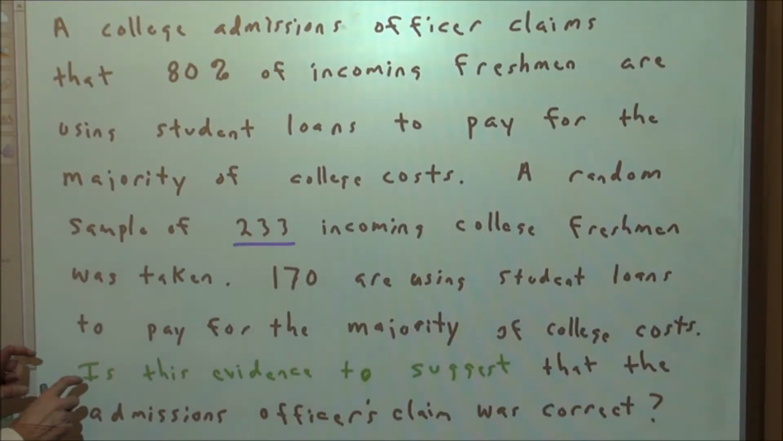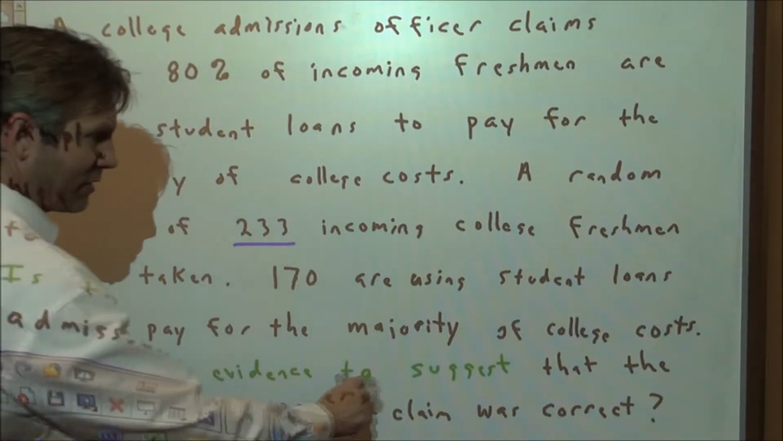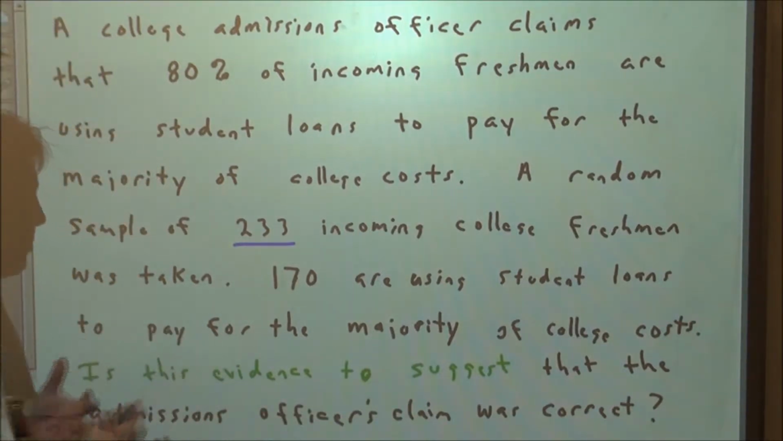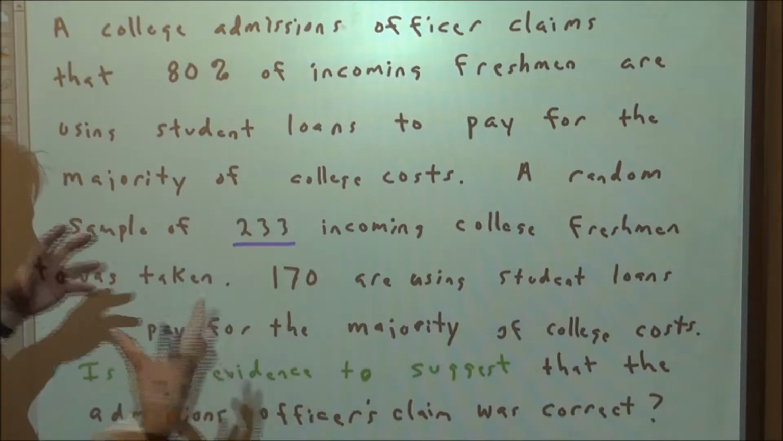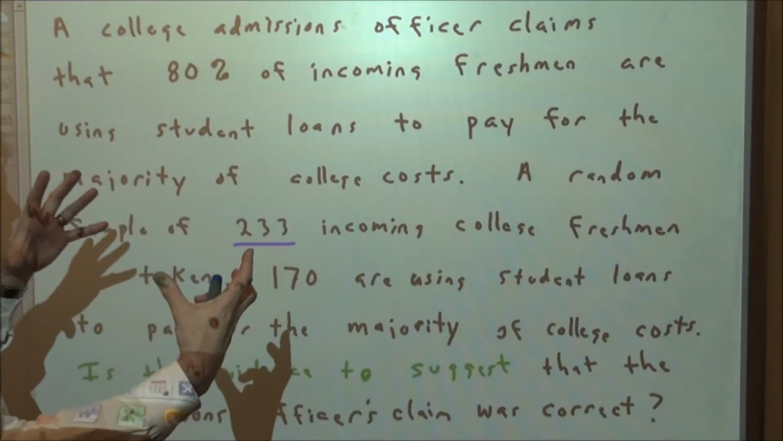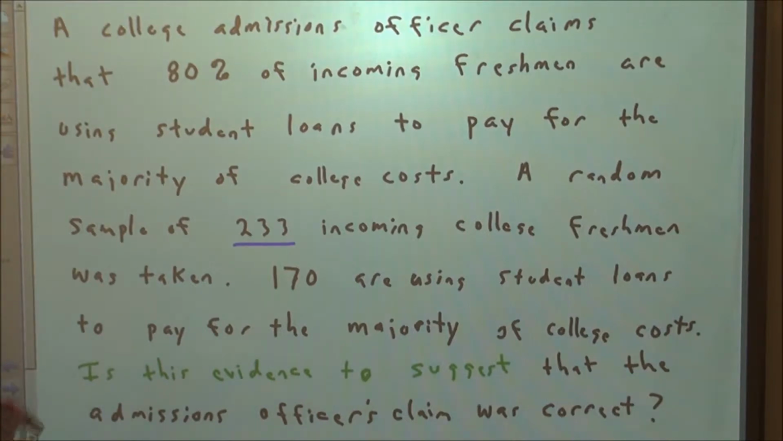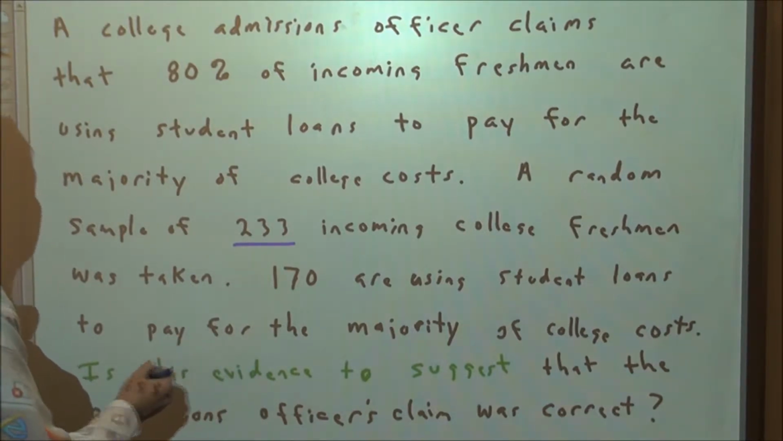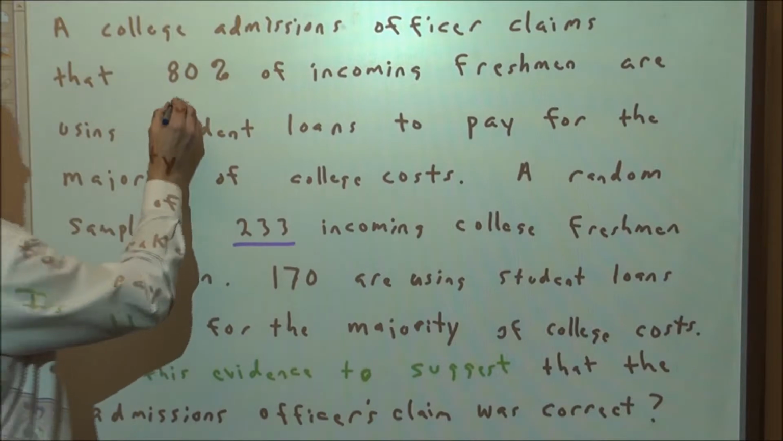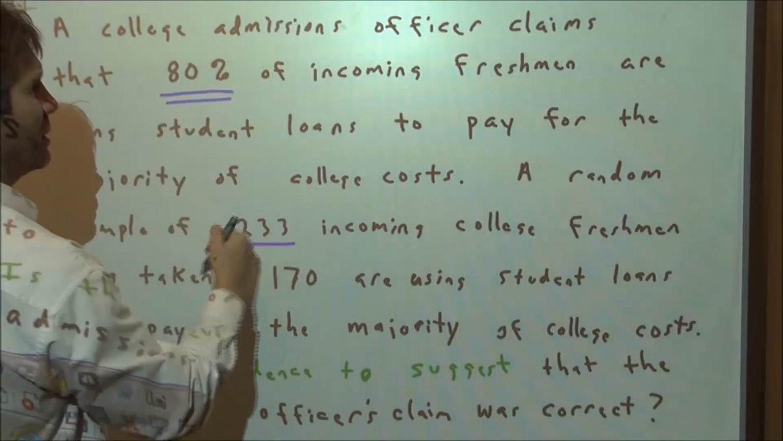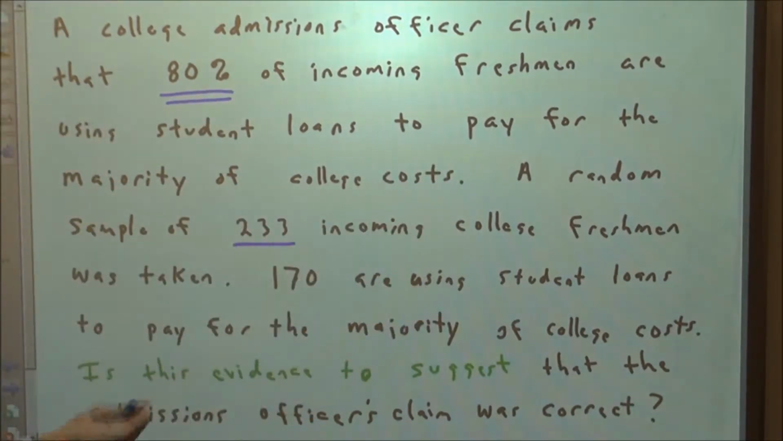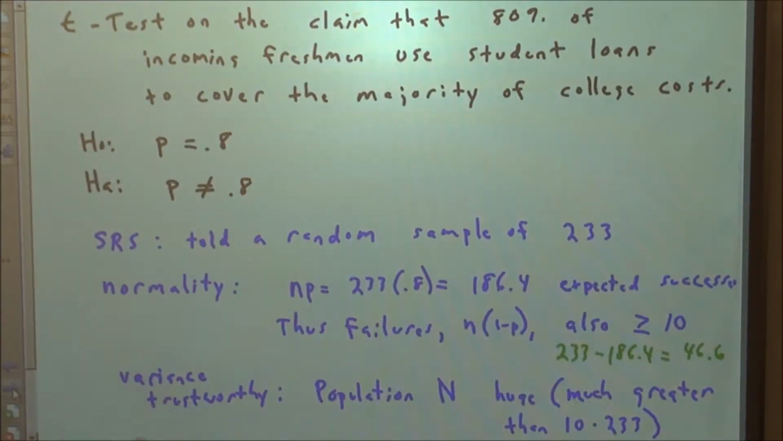When you see a phrase similar to this one, "is this evidence to suggest," that is a tip-off that we are to write a 5-step write-up and do a test of significance, a hypothesis test to test the claim, and the claim is regarding the proportion of incoming freshmen who are going to use student loans to pay for the majority of costs. So we need to do a 5-step write-up.